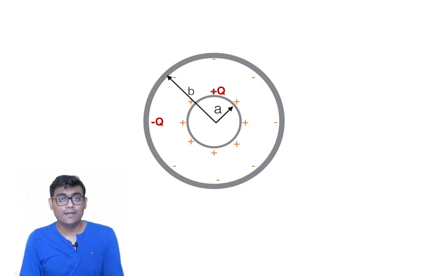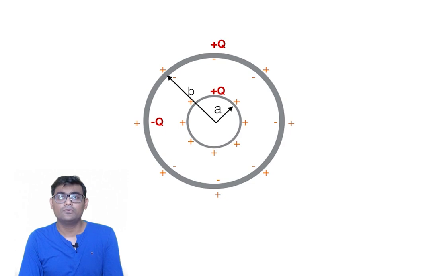Now to make it neutral, again remember the property of conductor that as soon as minus Q charge is induced on the inner surface, there will be a plus Q charge that will be induced on the outer surface of the conductor. So plus capital Q charge will be uniformly distributed on the outer surface of the bigger conductor.